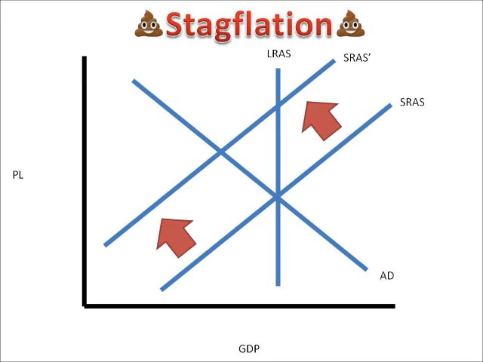I had no idea. Anyway, let's move on to the last economic problem, stagflation. Perhaps the worst of all of them. Stagflation occurs when the SRAS curve moves to the left. Now, what does that mean for us?